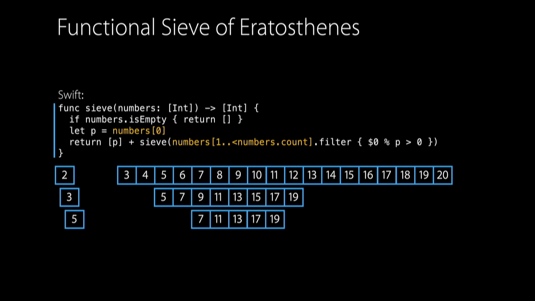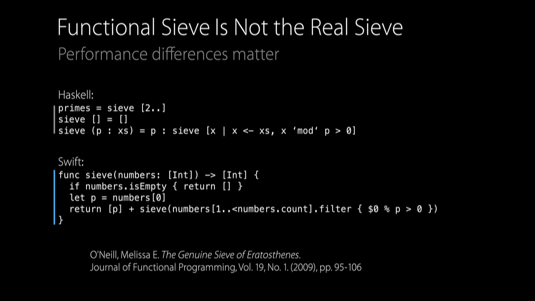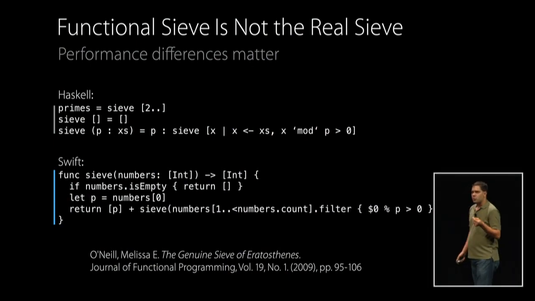The idea is similar. It's very, very similar. But it's not the same algorithm, because it has different performance characteristics. So this result comes from a brilliant paper by Melissa O'Neill called The Genuine Sieve of Eratosthenes, where she showed the Haskell community that their beloved sieve was not the real sieve, because it didn't perform the same as the real sieve. Now, she goes through much more complicated implementations in Haskell that can get back to the performance characteristics. Read the paper to check it out. It's really cool. I want to give you just a taste of why this is the case.